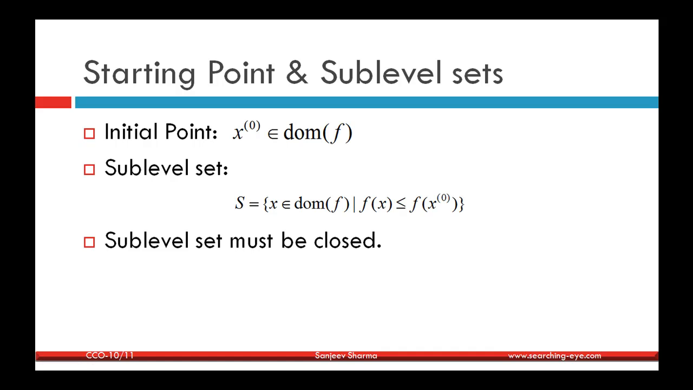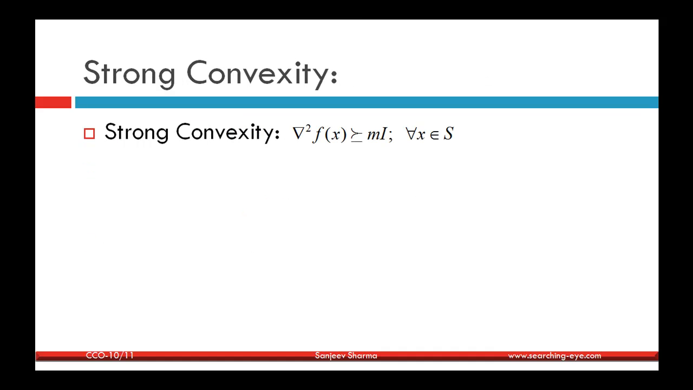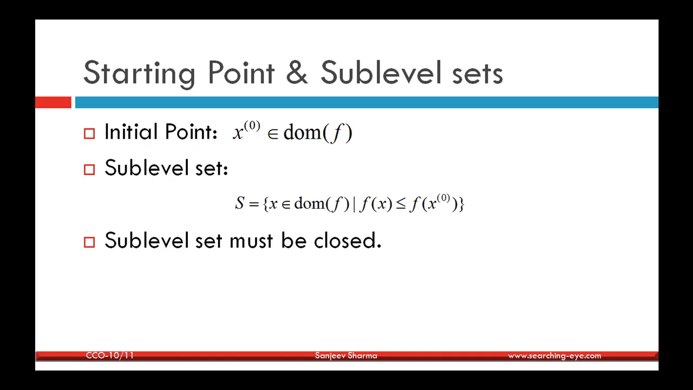So in order to derive this stopping criterion, we will make a further assumption on the objective function f of x, and we assume that f is strongly convex, which implies that the Hessian of the objective function is a positive definite matrix. That is, Hessian of f is greater than or equal to m times I, where m is a constant which is greater than 0 and I is the identity matrix, and this condition holds for all x belonging to the sublevel set, where the sublevel set is defined as S, the set of all x belonging to the domain of the function, so that f of x is less than or equal to f of x0.